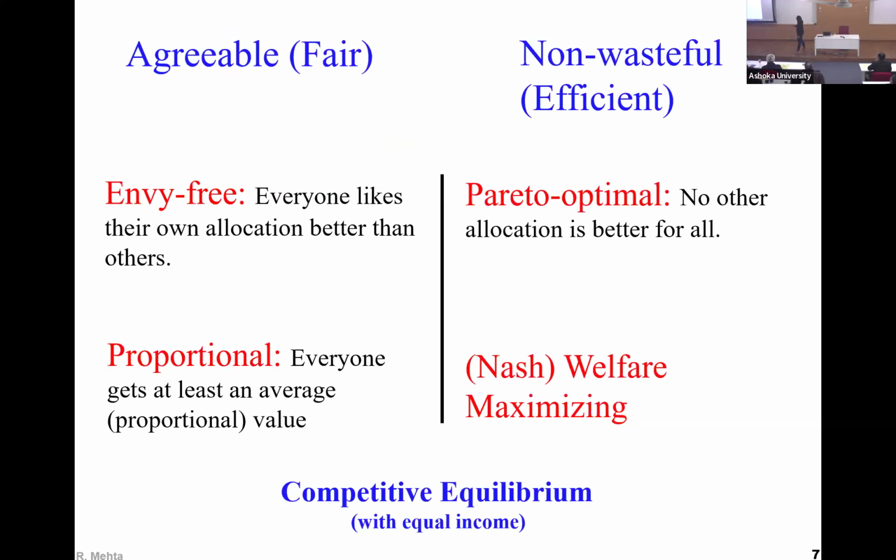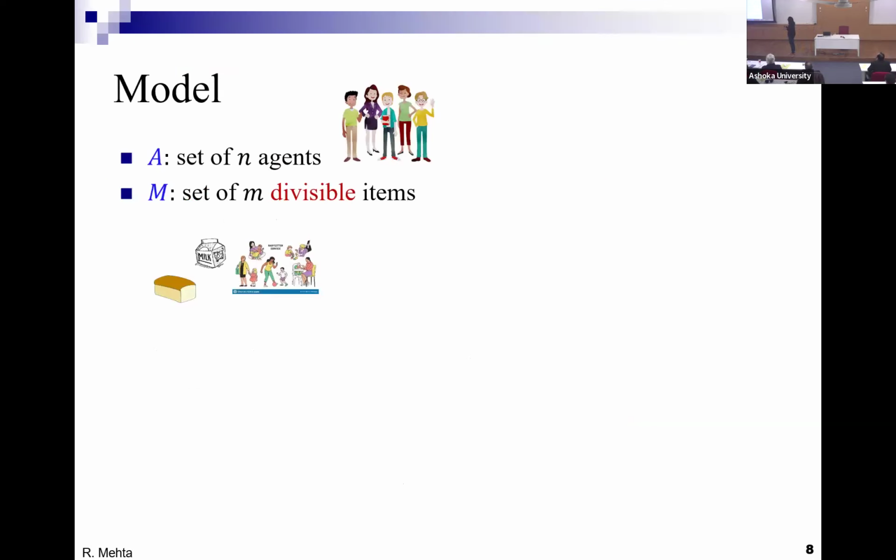Okay, so before I tell you what competitive equilibrium is, let me define some notation. Three things. I'm going to talk about a set of agents. There are n agents or players if you wish, to whom we are going to allocate things. There is some set of items that I'm going to be allocating, right? And all of these items are going to be divisible. So it's like bread, milk, duties, teaching duties, right? It's not like an iPhone or laptop that you can't break. Okay, so they are divisible.